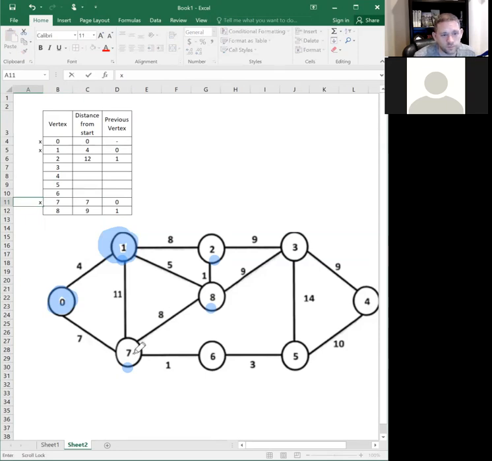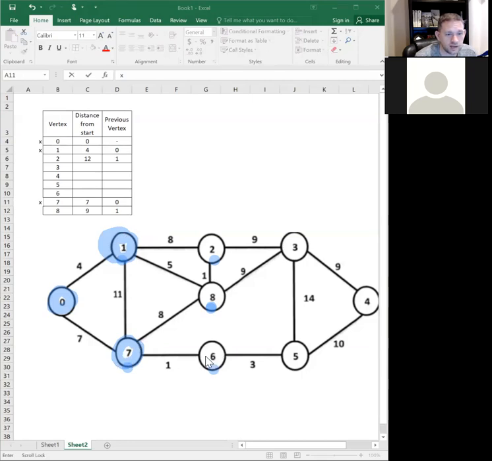Okay. I'll fill this in. Okay, so now I'm currently visiting 7. I'm going to investigate 8 and 6. Those are the 2 directly connected. I don't need to investigate 1. I've already visited it. Okay.